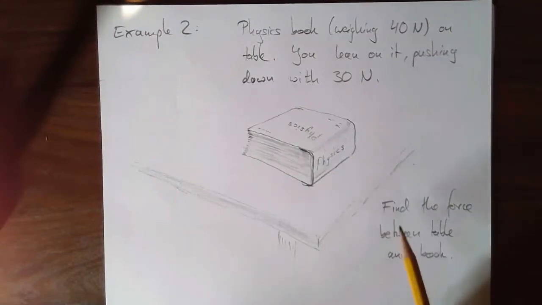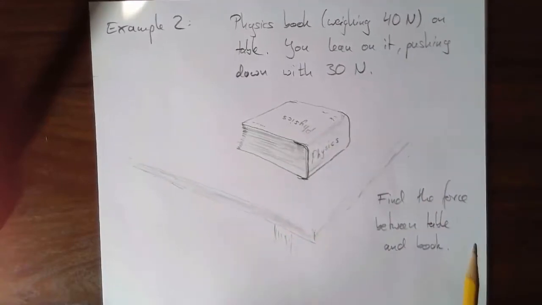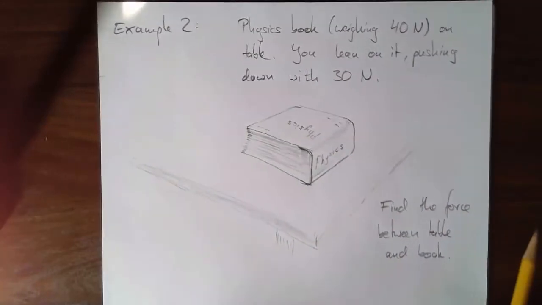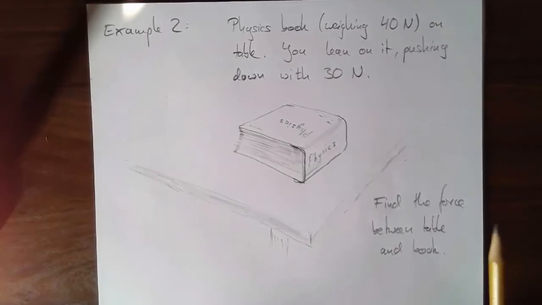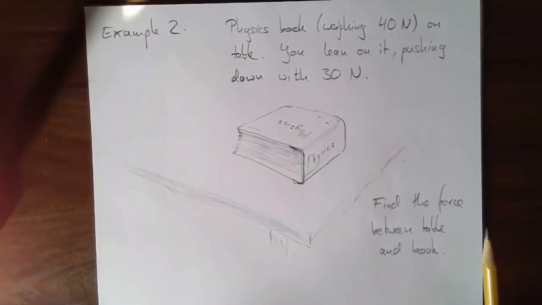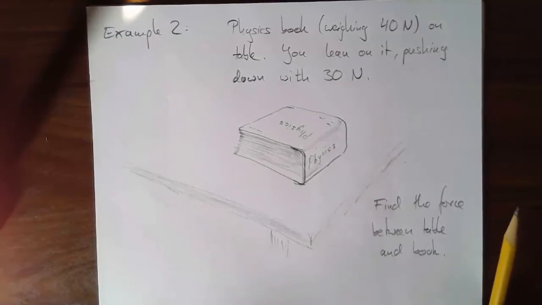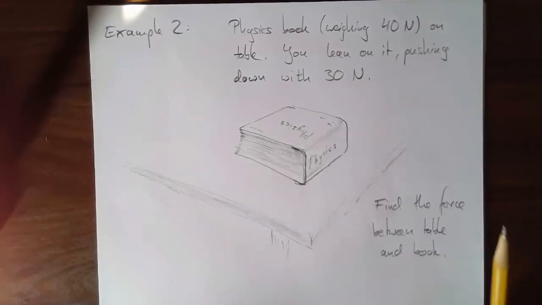So the question is, what is the force? Well, it says find the force between the table and the book. So these are clearly about these contact forces, the so-called normal forces, the types of forces that stop one thing from falling through another. The reason you can lean against walls and stand on a floor without just falling through it. Normal forces, we'll discuss those more in the near future. Right now, we just need to know that they exist.